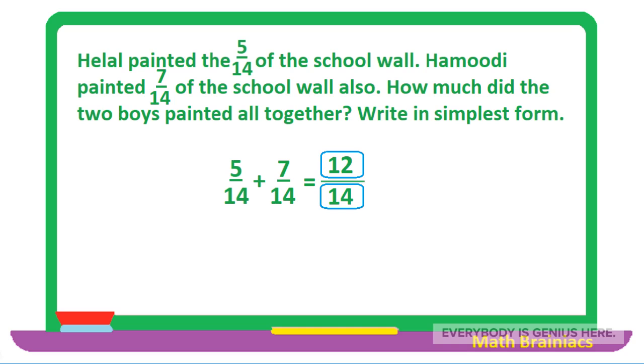Since the denominator is the same, we are not going to touch it. We are going to leave it as it is. We are going to add the numerators. 5 plus 7 will give us 12. Therefore, our answer is 12 over 14.